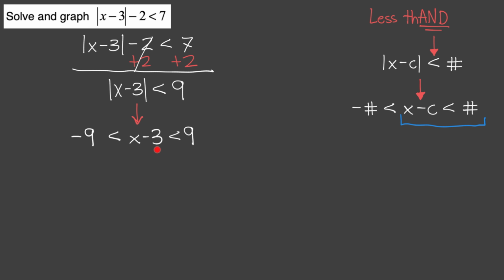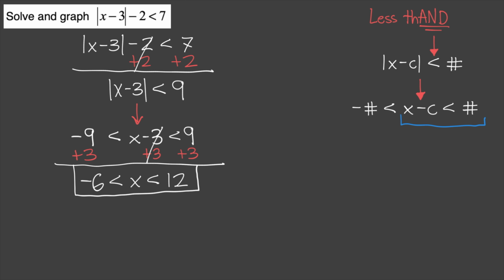We have a minus 3, so we're going to add 3 to all 3 sides. The 3's cancel. On the left side, we have negative 9 plus 3, which gives us negative 6. In the middle, we're just left with an x here. And then on the right side, we have 9 plus 3, which gives us 12. All right, so there's our answer in inequality notation.